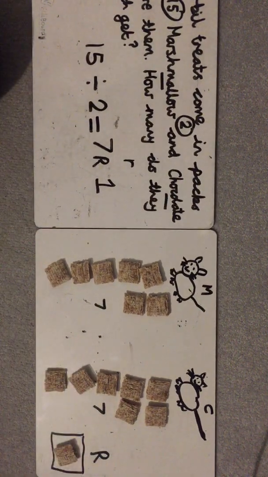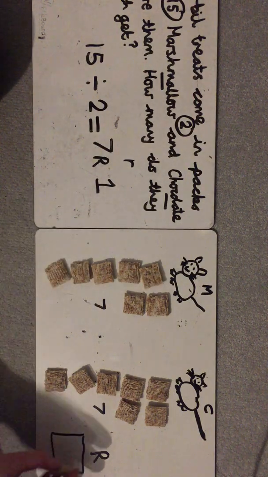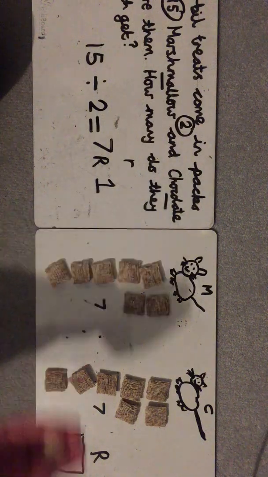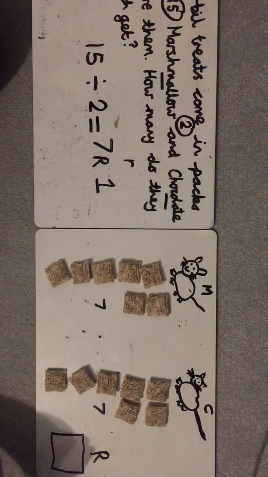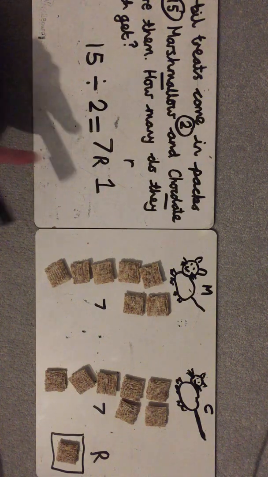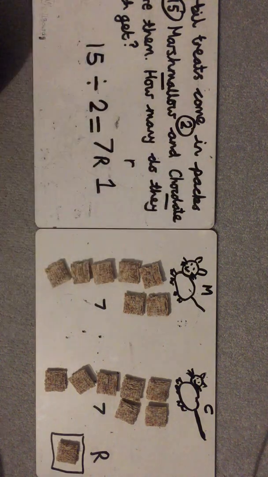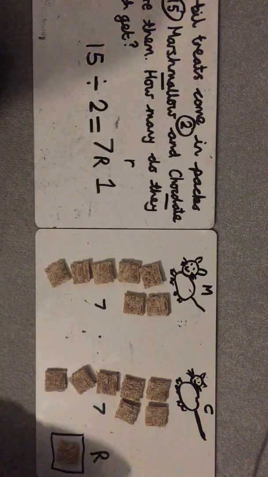So if you cannot share equally, what you do is you share equally as much as you can, and any that are left over, you don't choose to give more to one person or put more in one bag. You put it in a little remainder box over here. And I write it like this: 7, remainder 1. Have you got it? Should we practice again?